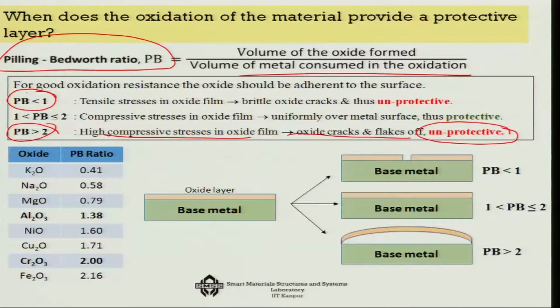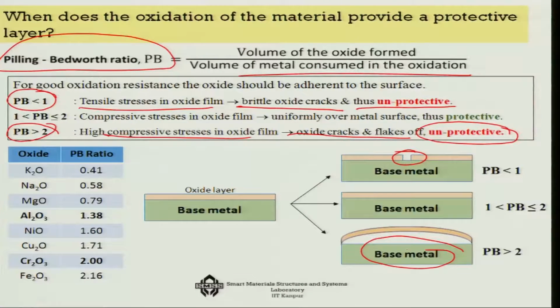If the PB ratio is less than 1, that would mean that the volume of oxide formation is smaller with respect to the volume of metal consumed, and that will create another type of trouble where tensile stress will be generated in the oxide film, and hence there will be brittle oxide cracks and thus it is unprotective. So, this is the case where the PB ratio is less than 1, and this is the case where the PB ratio is greater than 2.